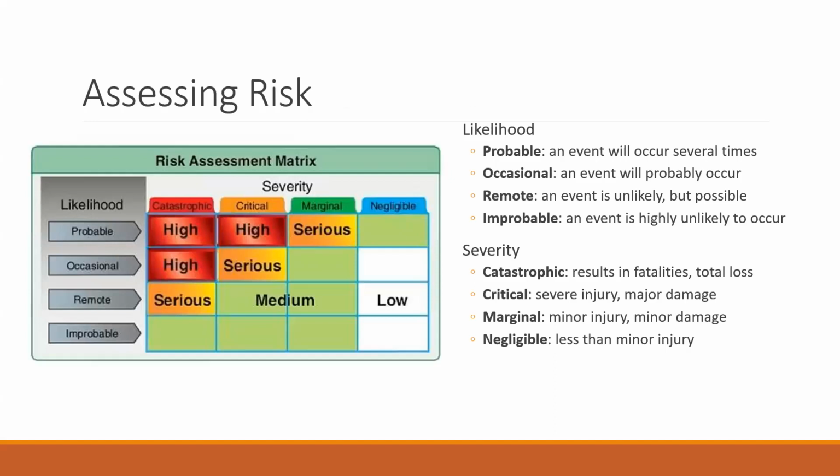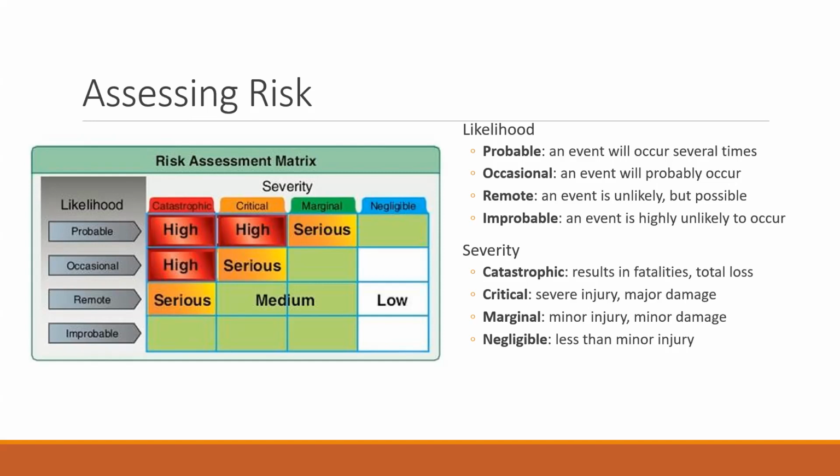All right, now we're going to talk about assessing risk. So the easiest way to assess risk is to use something like this risk assessment matrix. On one side, you have the likelihood of the thing occurring, and then on the top, you have the severity if it occurs. And so you have this grid, and using this, you can estimate what the risk impact would be.